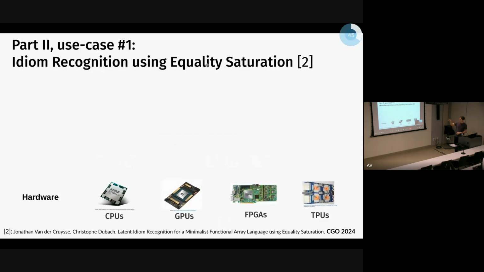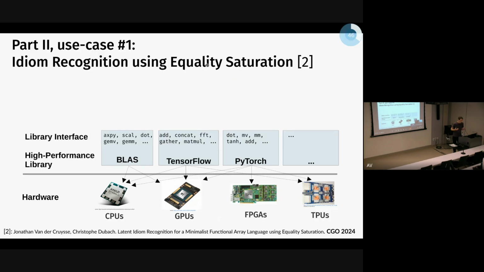Well, as you know, we have lots of different types of hardware that exist out there. CPU, GPUs, FPGAs, tensor processor units. It's a bit hidden there, but machine learning accelerators, basically. And if you want to program these, typically people will use some form of high-performance library framework. I call them a library in this talk, but PyTorch, TensorFlow, BLAS.